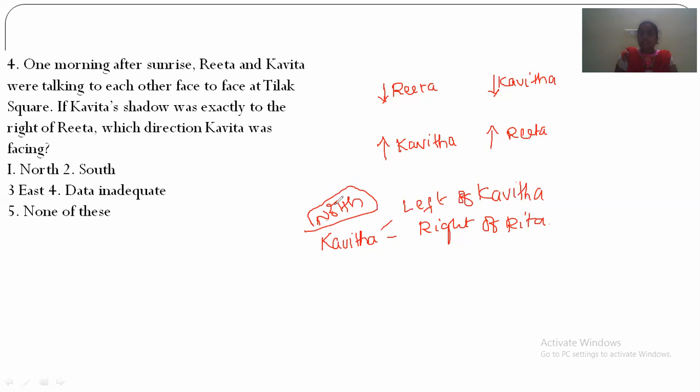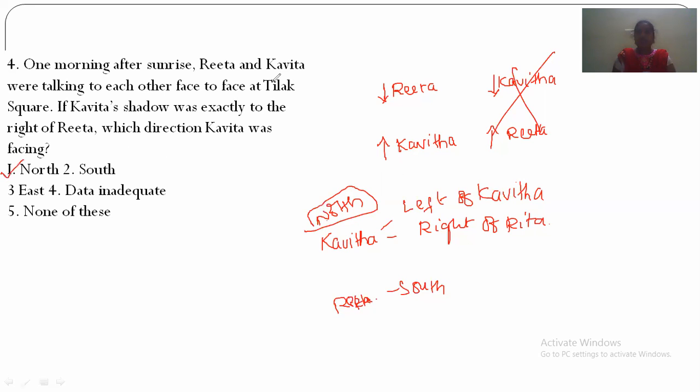Suppose Kavita is in the north direction, Rita is in which direction? Rita is in the south direction. She is facing south direction. So this is ruled out and this is the correct way. Now what is the question they have asked? Which direction was Kavita facing? So Kavita was facing north direction.